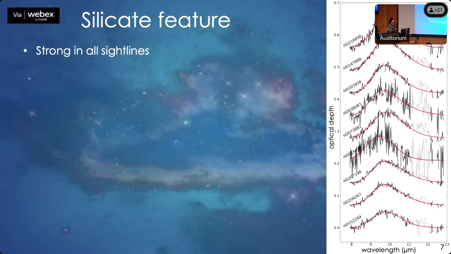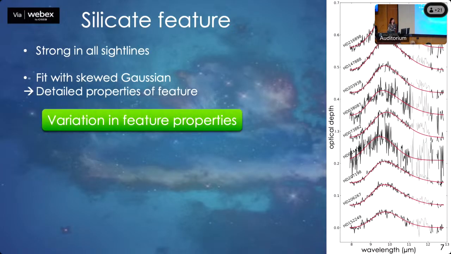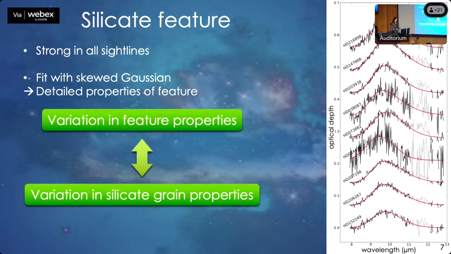So as I said, we see the feature clearly in all of the sightlines, and we fit the feature with a skewed Gaussian, which is indicated by the red line in this plot. So this fit gives us the detailed properties that I was just mentioning, right? The strength, central wavelength, and width. And interestingly, we see quite a bit of variation in these feature properties between the different sightlines in our sample. So this means that the silicate dust in our sightlines is quite different between the different sightlines.